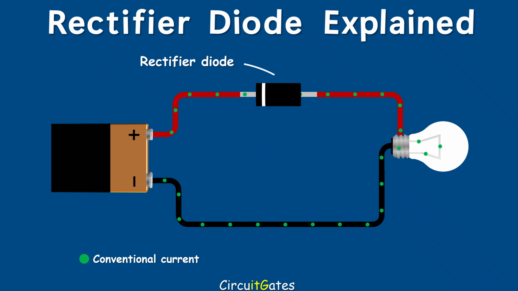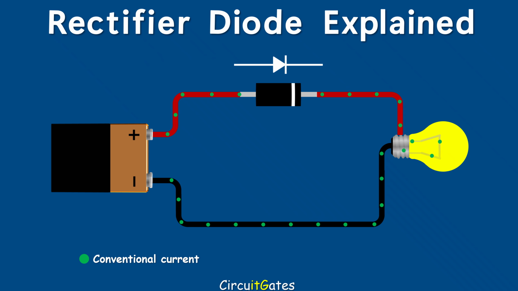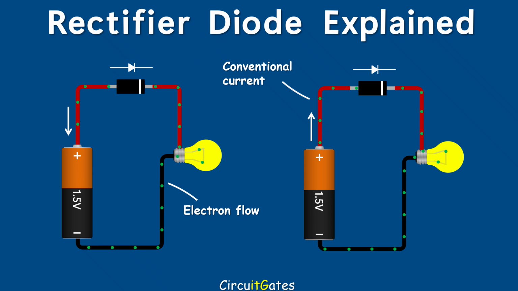Diodes and other electrical symbols were designed to follow conventional current, which flows from positive to negative. However, to understand how a diode works, we will use electron flow in our animations, which flows from negative to positive.